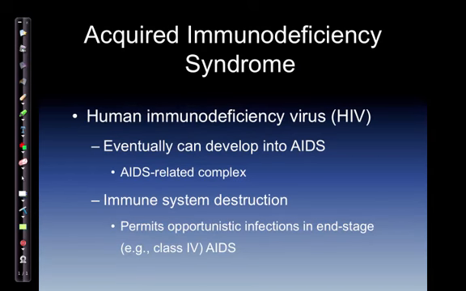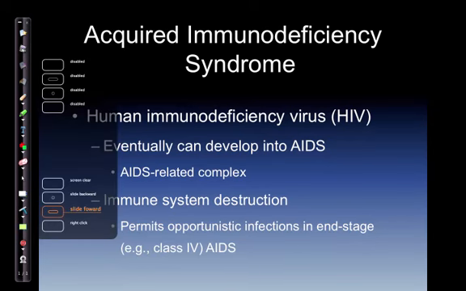Acquired immunodeficiency syndrome. Human immunodeficiency virus, or HIV, eventually can develop into AIDS, or acquired immune deficiency syndrome. AIDS-related complexes, frequently seen in early AIDS. We get immune system destruction. Permits opportunistic infections in the end stage. An example of this would be a class 4 AIDS. Table 32-1 and 32-2 we're going to take a look at here in the next couple slides.